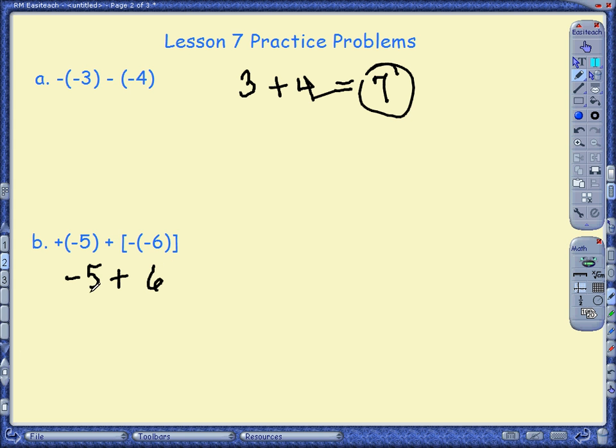Okay, I have a negative and a positive. I subtract their absolute values. The absolute value of -5 is +5. I get a 1, and I give my answer the sign of the original number that has the greatest absolute value, and that would be the 6.